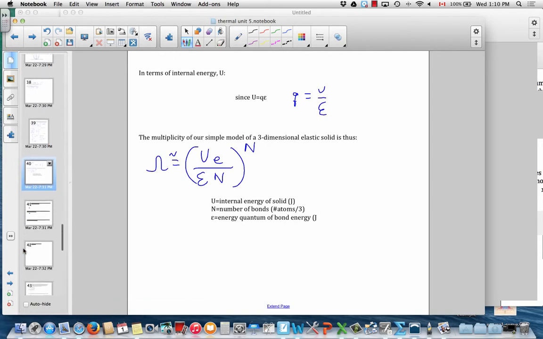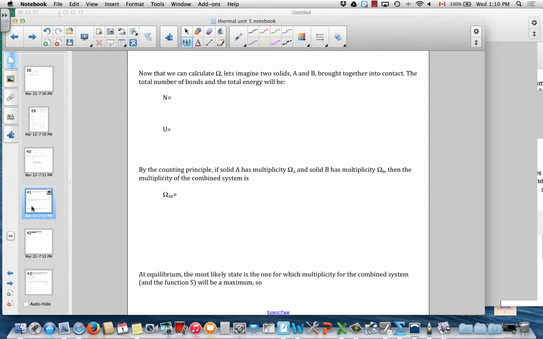Now, what can we do with that? Well, we're going to study the equilibrium of two solids brought together. The two identical solids, two pieces of the same solid, A and B, are going to be brought together. So the total number of bonds will be just the sum, Na plus Nb, and the internal energy will also be additive, UA plus UB. That means, and we'll use this later, that the energy in block B is U minus the energy in block A. So we have two blocks of steel, we put them together. This is the total number of bonds, and this is the total energy.